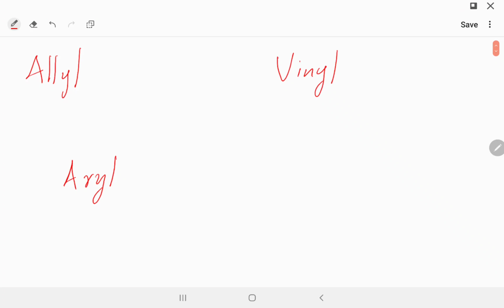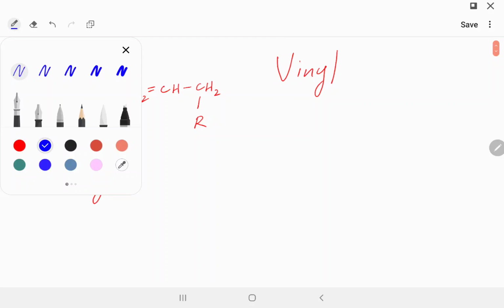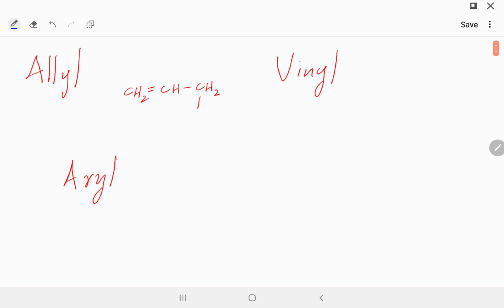Okay, and then for allyl, actually both allyl and vinyl are related to carbon-carbon double bonds. So allyls basically have, of course, a carbon-carbon double bond. Let's say CH2=CH. So this is a carbon-carbon double bond, but it also has another CH2 group. And then here is the rest of the molecule. Let's call it R. R is basically the rest of the molecule. Keep that in mind. I'm going to color it in blue.